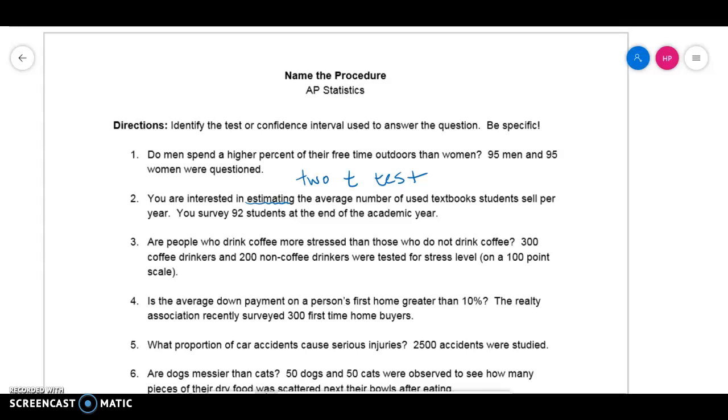And we have just one set of students, 92 of them. It even says average here for us. So this is going to be a one sample Z confidence interval.